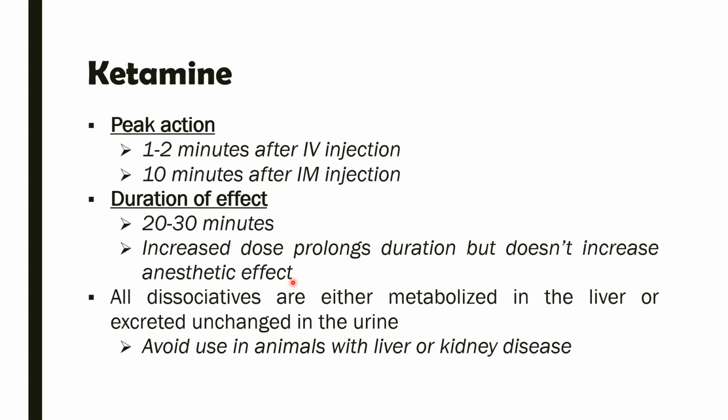All dissociatives are either metabolized in the liver or excreted unchanged in the urine. So this should be avoided in animals with liver or kidney disease, and blood work is required for older cats. Otherwise, the dose might be changed or the drug itself can be modified.